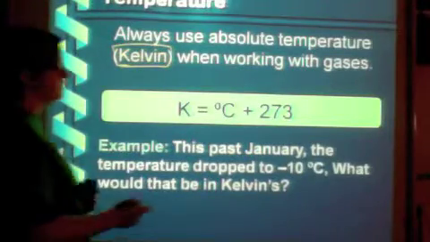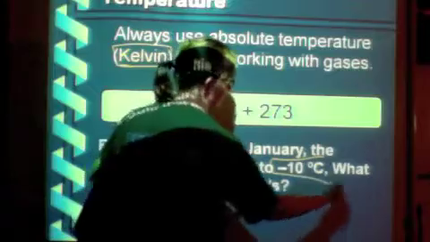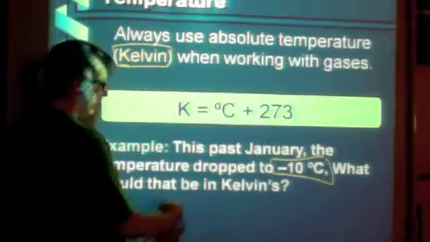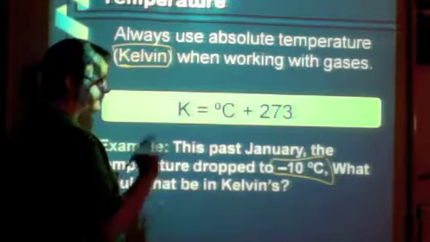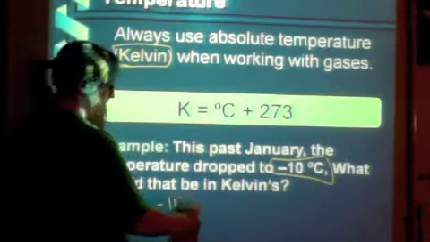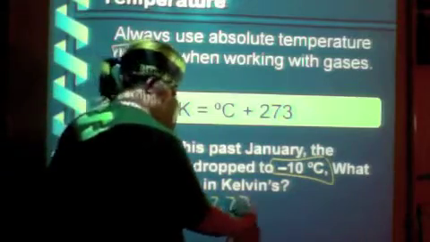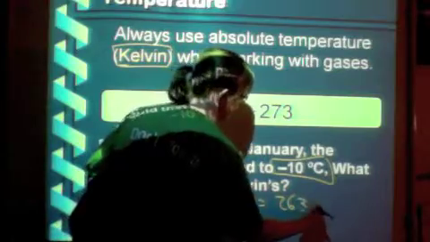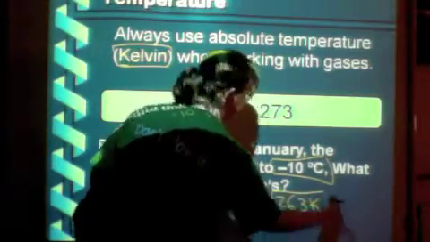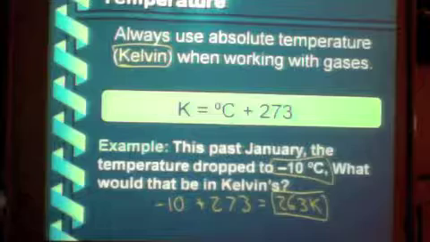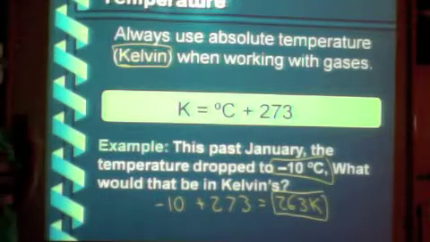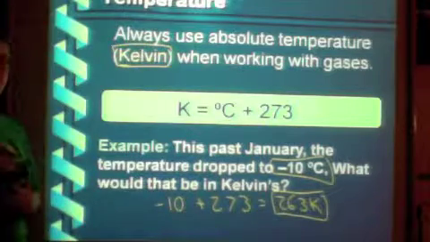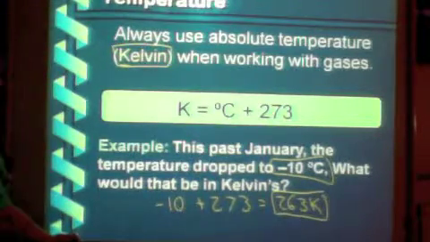So all you would do, okay, this is our Celsius. So all you're going to do is plug that in there and add 273. So no matter what temperature I give you in degrees Celsius, add 273 and you get it. So negative 10 plus 273 gives you 263 K. Okay, that's all you do. So 5 degrees Celsius. I want to know it in Kelvin. You get 278. Okay, simple enough.